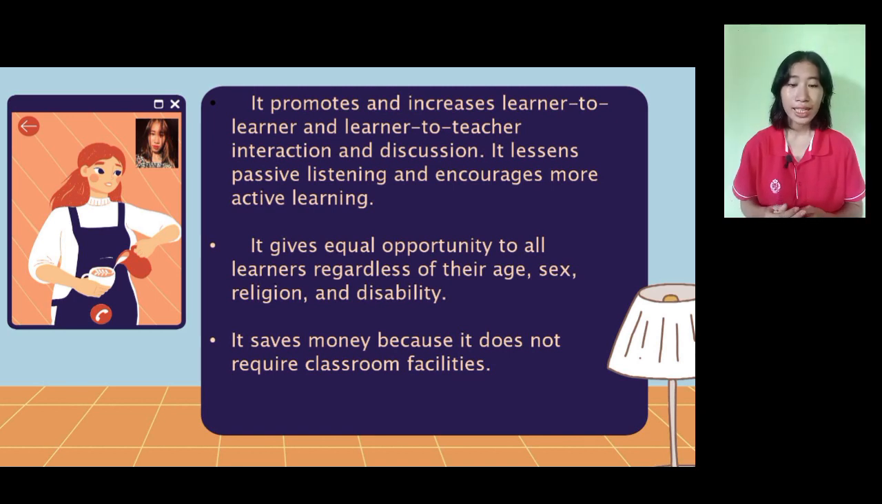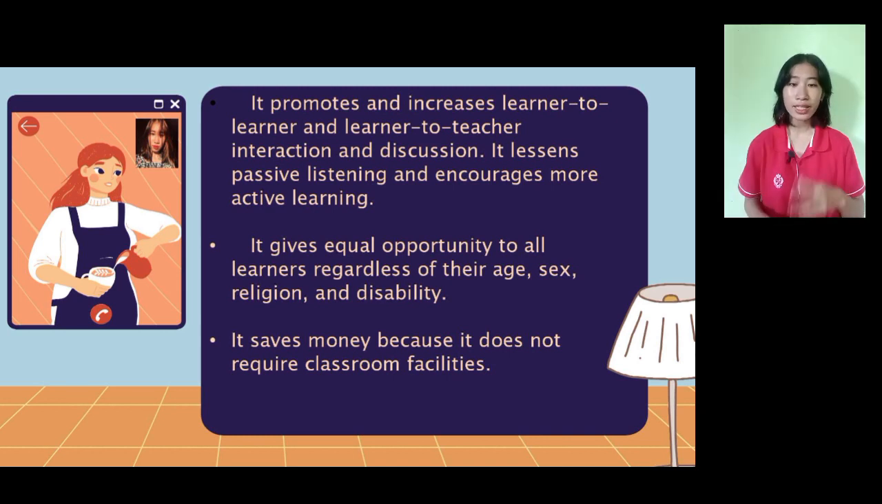Okay, next. It gives equal opportunity to all learners regardless of their age, sex, religion, and disability. So, this means that everyone is given the same chance to learn regardless of who they are. Everyone is treated equally and given the same opportunities to learn. Nobody is treated differently due to their age, gender, religion, or if they have a disability. Everyone is treated the same.